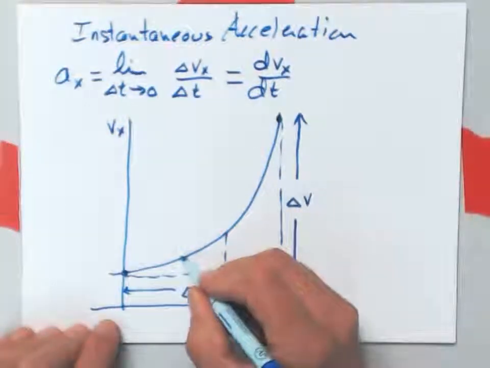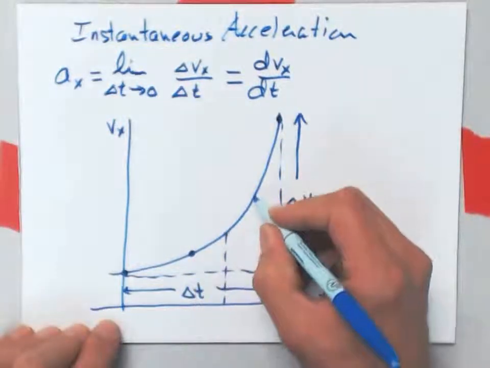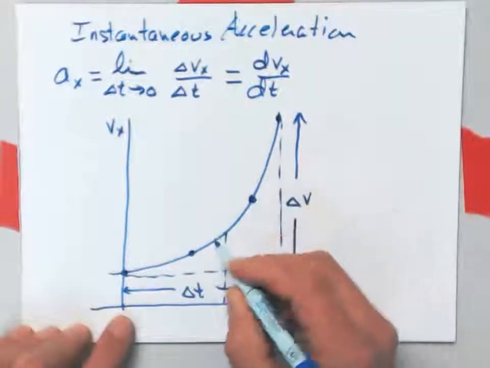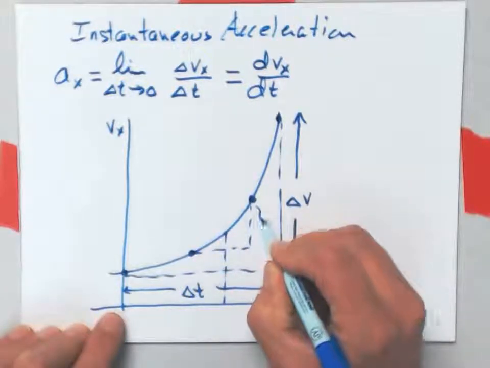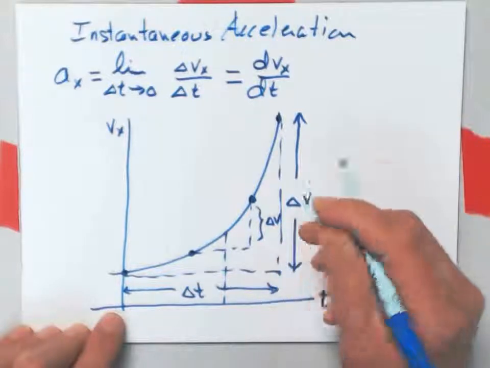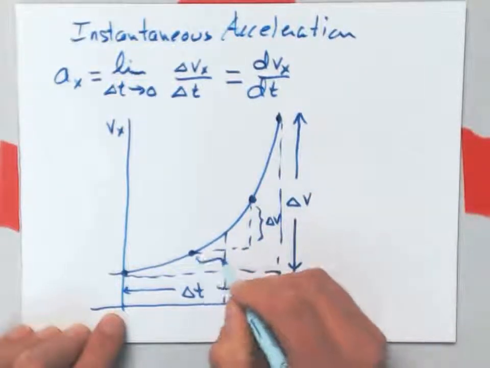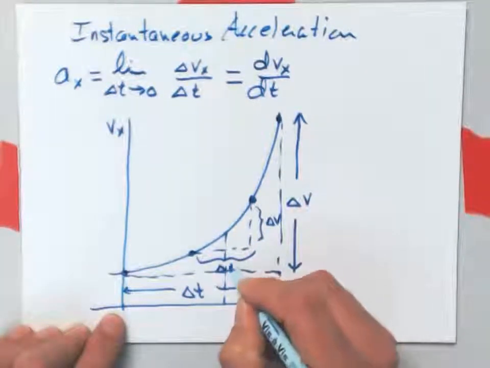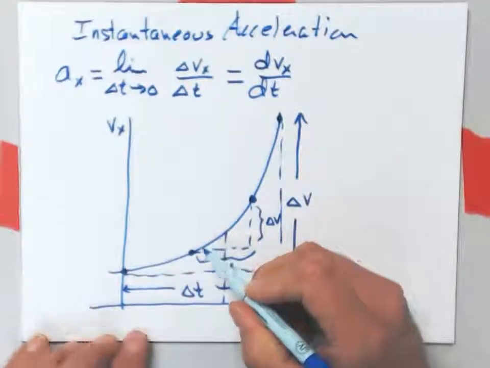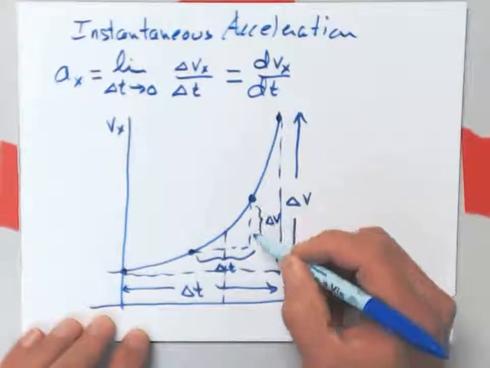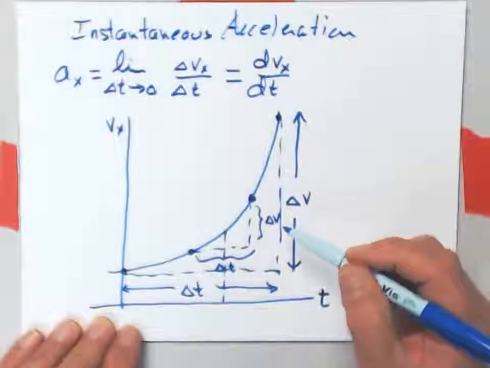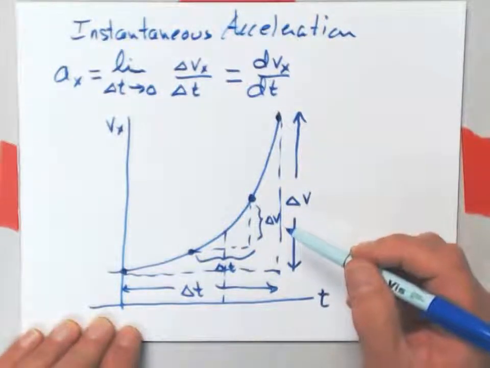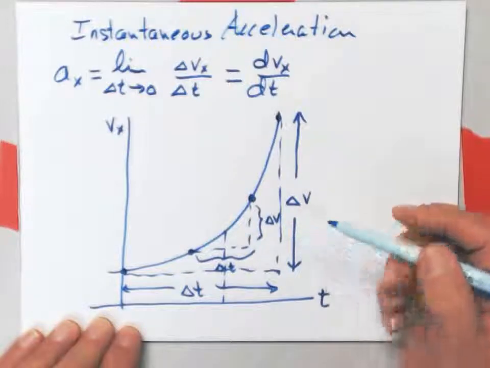So we pick two points that are closer together. Pick some that are like this. And now we'd have a delta v that's a shorter thing. We'd have a shorter time interval here, delta t, and we'd calculate the ratio delta v over delta t over this smaller interval, and maybe we'd get a better estimate of the acceleration.